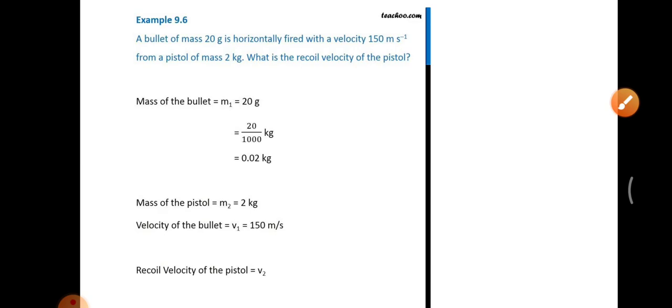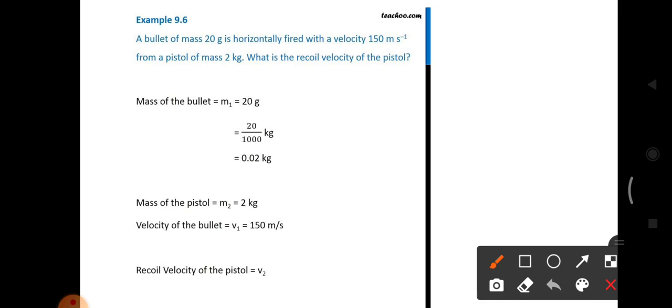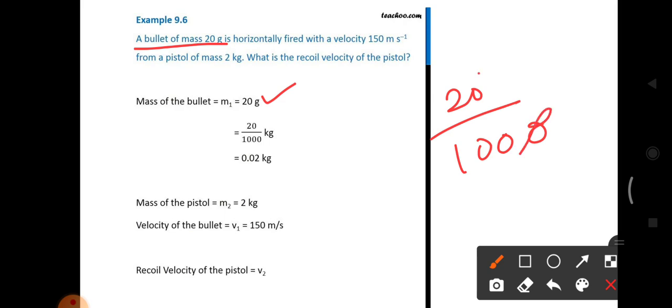So first you have to write the given. The mass of the bullet is 20 gram. The SI unit of mass is kilogram, so you have to convert from gram to kilogram. So 20 by 1000 kilogram. When we divide 20 by 1000, we get 0.02 kilogram. So 20 gram is equal to 0.02 kilogram.